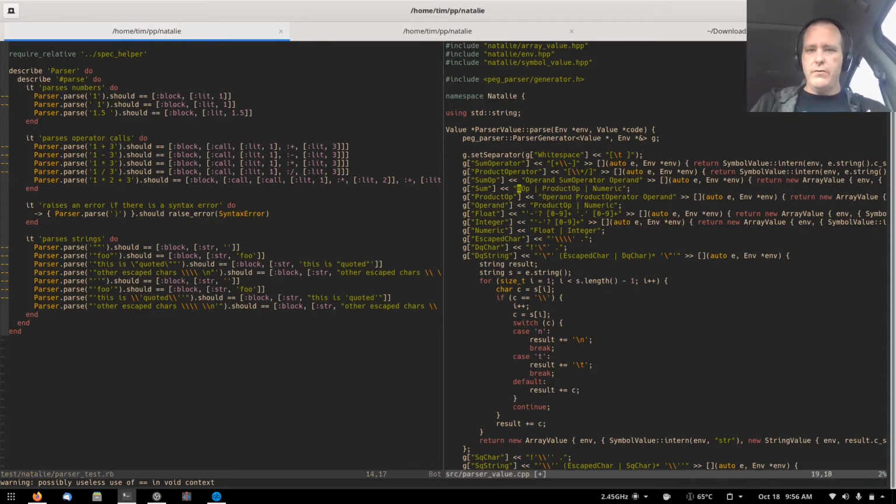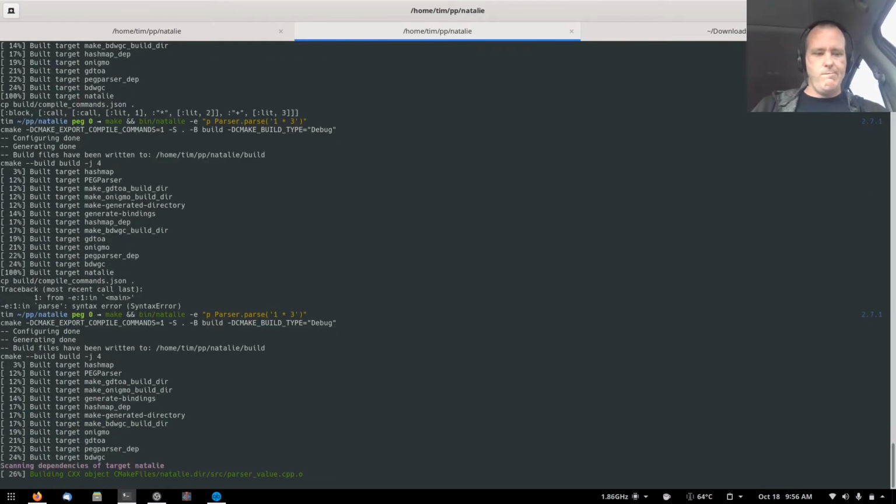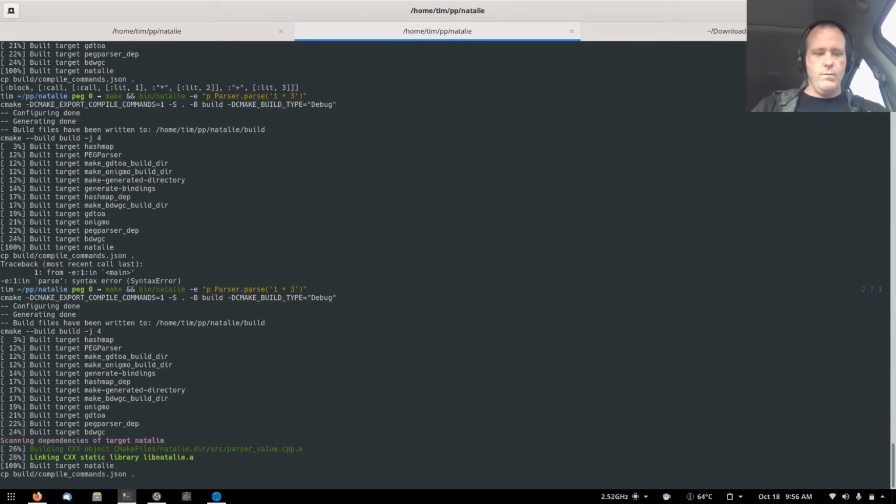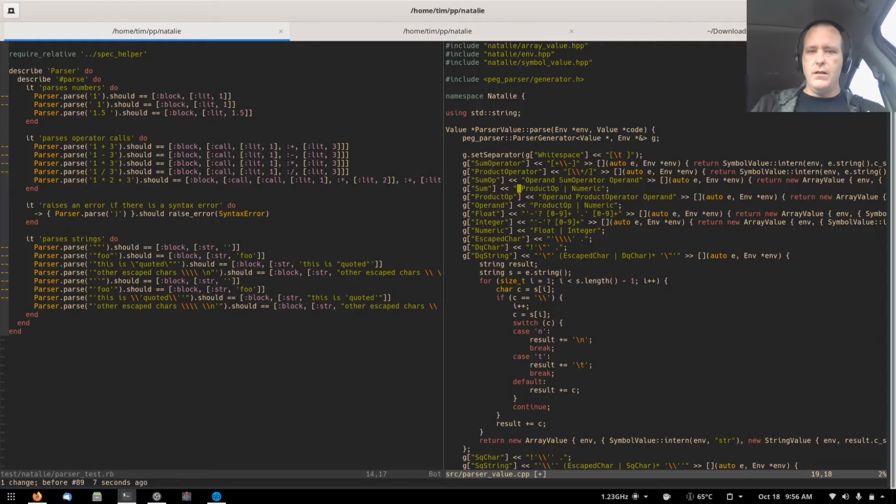But if I remove this, does it work? Yeah, it does. So once it gets into the sum op, it doesn't come back out. It doesn't decide, like, hey, this is a bad idea. Maybe because operand is a product op? Oh my, what have I done?